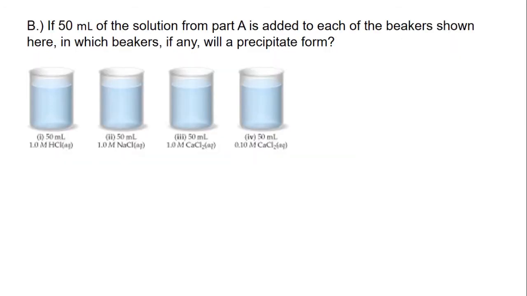Basically, if you mix it with any of these 3 beakers, or any of these 4 beakers, will a precipitate form? To think about that, we need to look at what our equilibrium is.